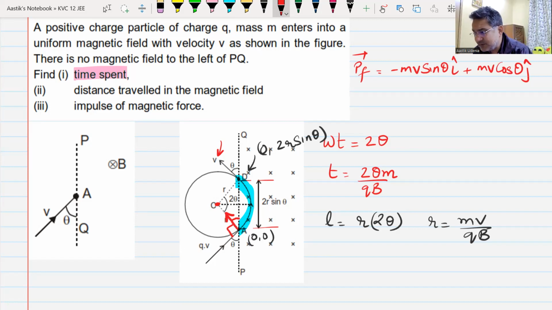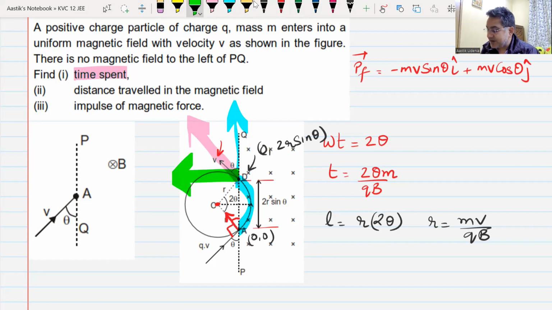Do we understand the final momentum? The final velocity is like this. We have resolved this velocity into two components and multiplied it by m. Yes or no? Do we understand this? Yes, sir. Similarly, your initial velocity is like this. You have to resolve it into two components, one like this and the other like this. Yes or no?